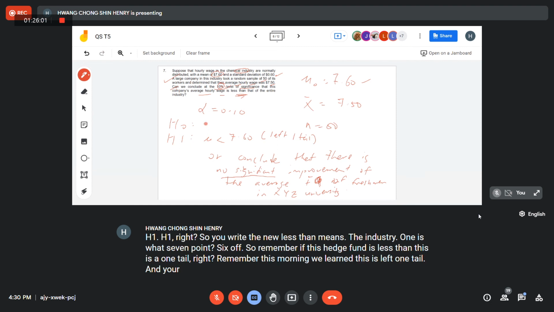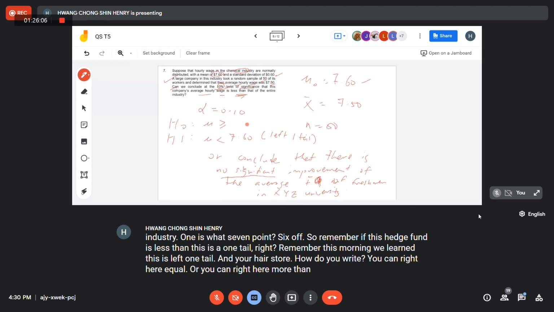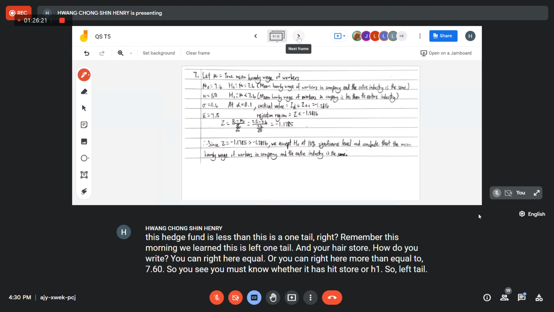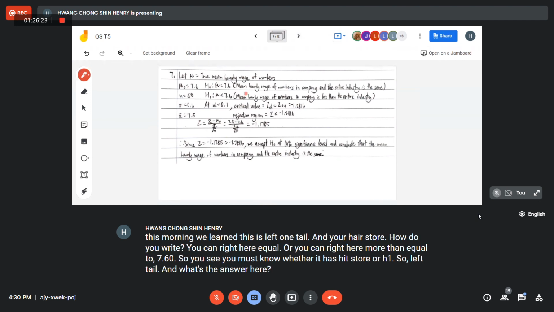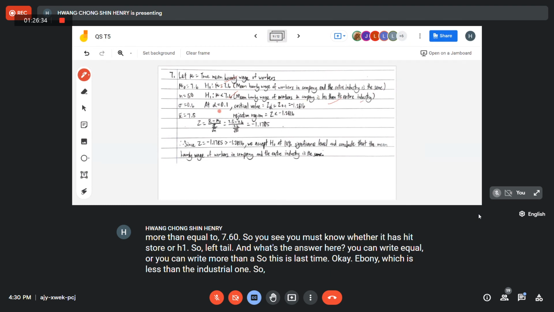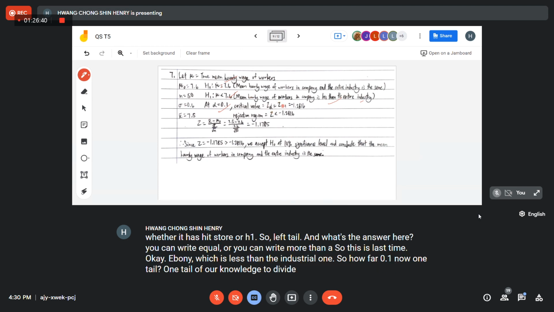And your H0, how do you write? You can write here equal, or you can write here more than or equal to 7.6. So you see, you must know whether it tests H0 or H1. So left tail, and what's the answer here? You can write equal or you can write more than. So this is less than. Okay. Company which is less than the industrial one. So alpha 0.1. Now, one tail alpha no need to divide by 2, right?